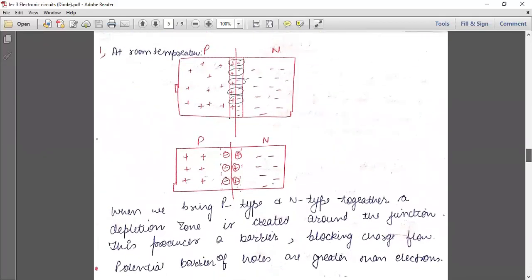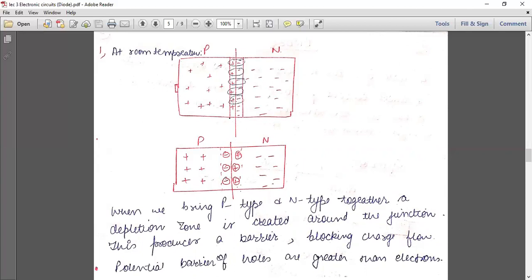If we talk about the working of the PN junction diode at room temperature, a P-type semiconductor consists of a maximum number of holes, and an N-type semiconductor has a maximum number of electrons. So here the majority carriers are electrons, and here the majority are holes. And this point is known as the junction. This is the PN junction point. Nearby the junction, there are holes and electrons also present.